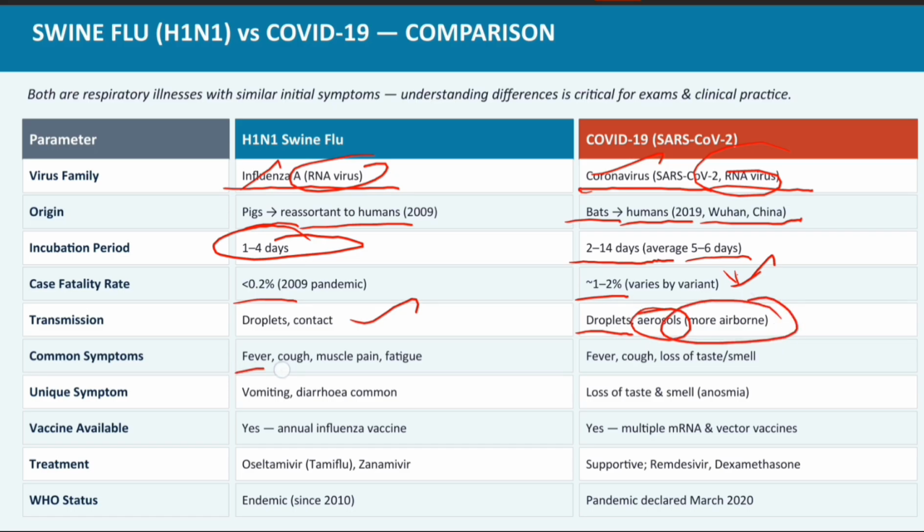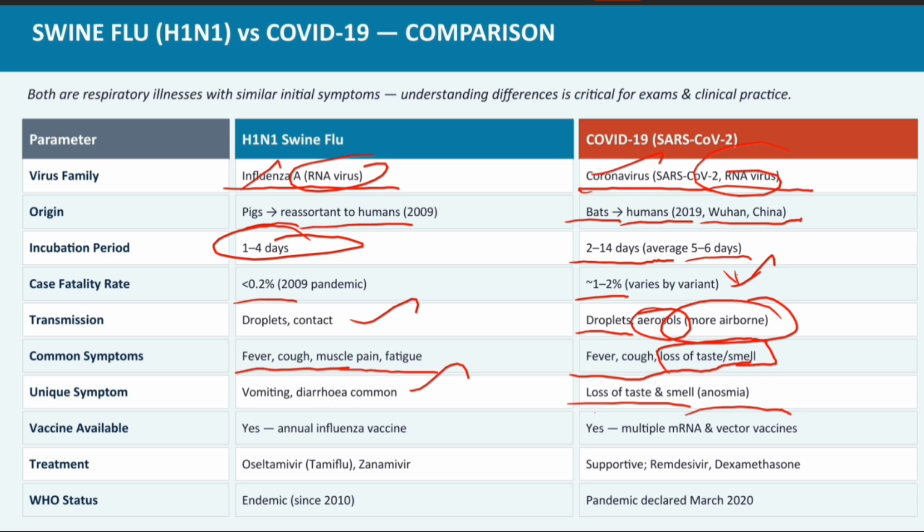Common symptoms of swine flu: fever, cough, muscle pain, fatigue. In COVID-19 also fever, cough, and loss of taste and smell. Unique symptoms of swine flu: vomiting and diarrhea are common. Loss of taste and smell are the unique symptoms in coronavirus.